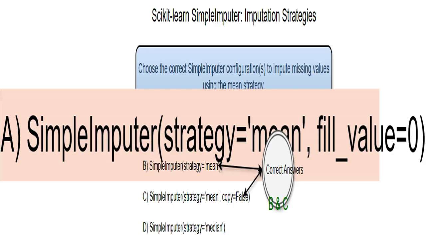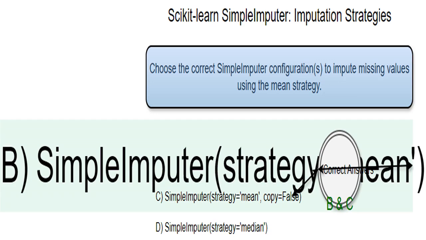This option is straightforward. I'm setting the strategy to mean, which is exactly what the problem asks for. I'm not including any unnecessary parameters, making it a clean and efficient solution. This is a correct choice. Nice. I'm using the mean strategy here as well.